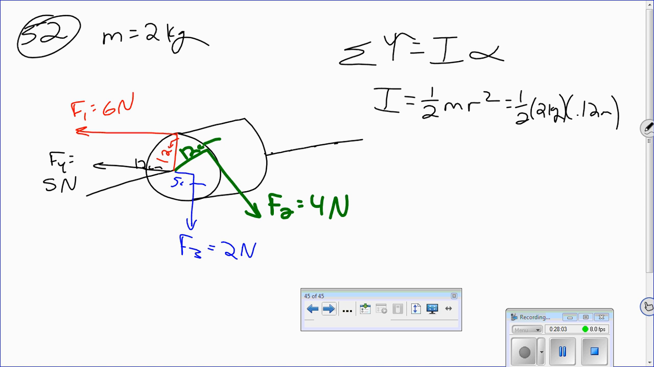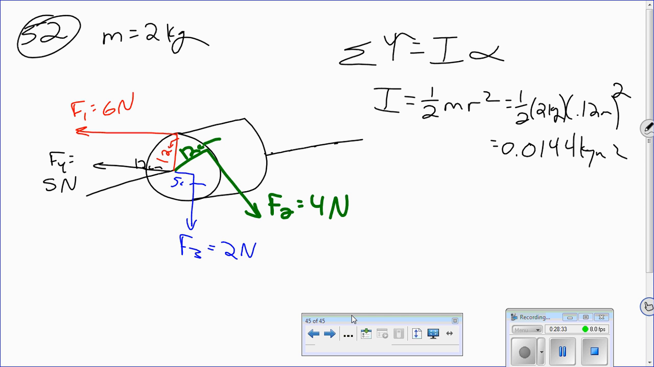Square that. Okay, and I got a square. So that gives you, what, 0.144? Kilogram meters squared. Okay, so there's my I. So now to find my alpha, I need to know my net torque, right? So let's find our net torque.